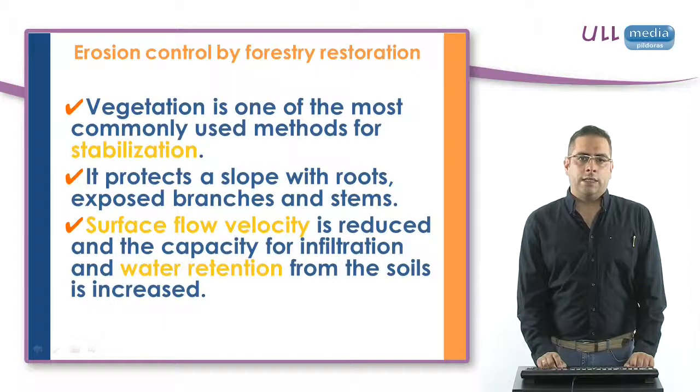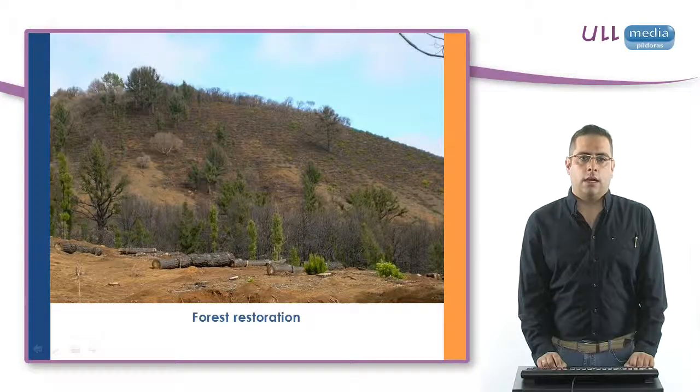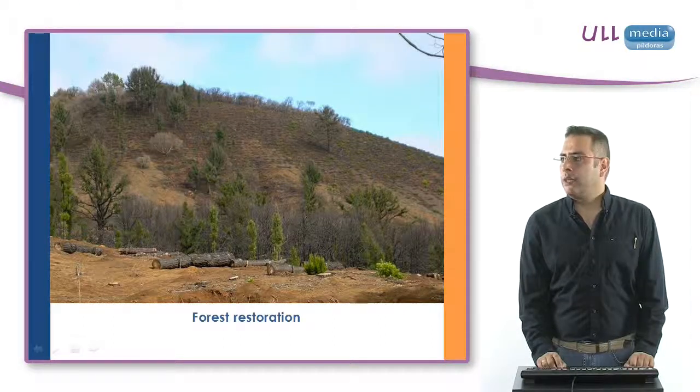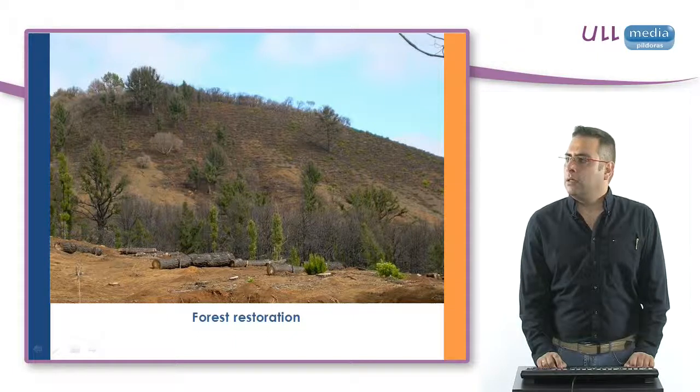Vegetation is one of the most commonly used methods for stabilization. It protects upslope with roots, exposed branches, and stems. Surface flow velocity is reduced, and the capacity for infiltration and the water retention from the soils is increased. As you can see here, there is a forest restoration, and in the bottom of the picture you can see wood used as barriers to contain the soil.